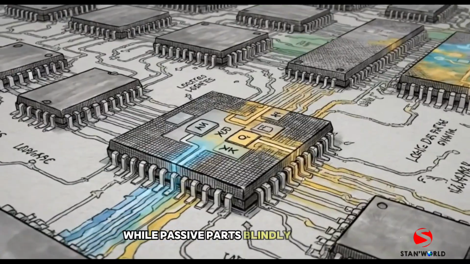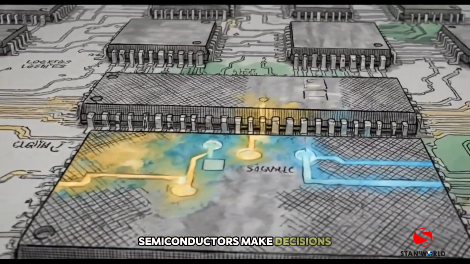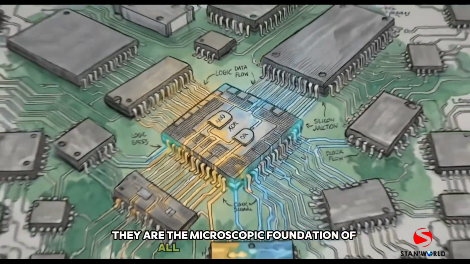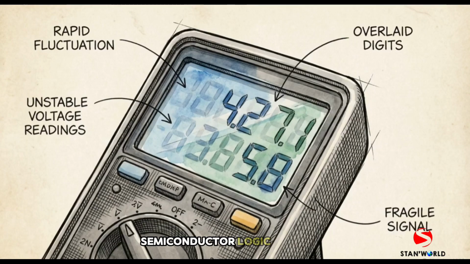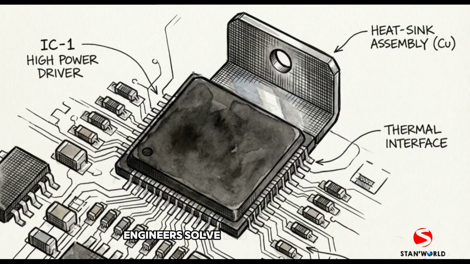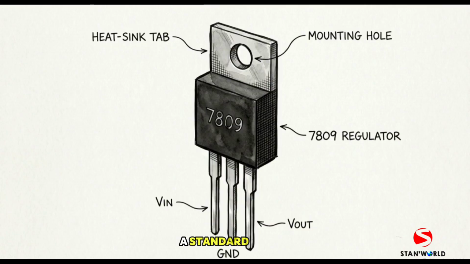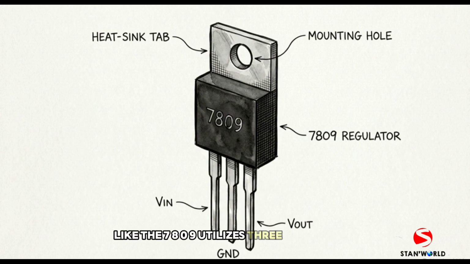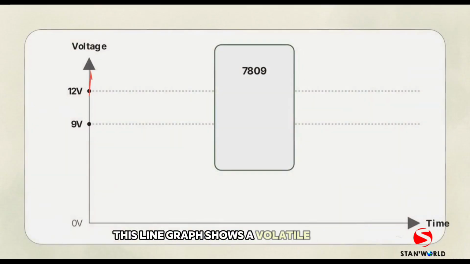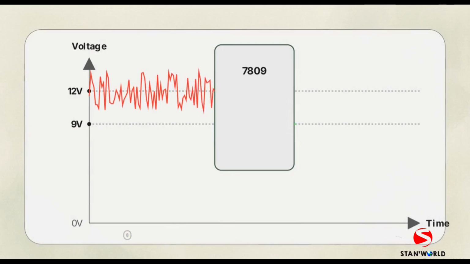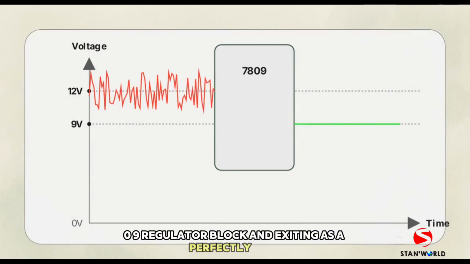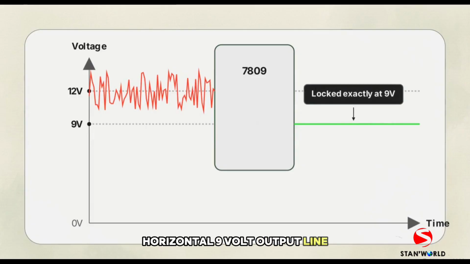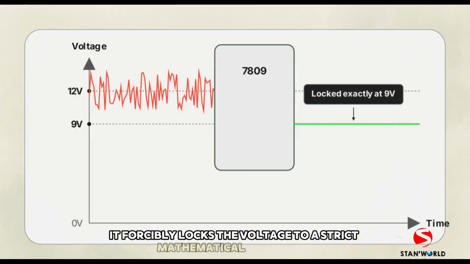While passive parts blindly restrict energy, semiconductors make decisions. They are the microscopic foundation of all computational logic. Semiconductor logic is fragile. It requires an exact, unwavering voltage to function, and raw power supplies are inherently unstable. Engineers solve this using a voltage regulator. A standard model like the 7809 utilizes 3 functional pins: an input, a ground, and an output. This line graph shows a volatile 12-volt input wave entering the 7809 regulator block and exiting as a perfectly flat, horizontal 9-volt output line. It forcibly locks the voltage to a strict mathematical threshold.